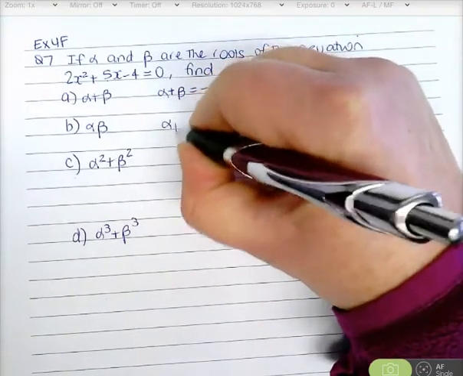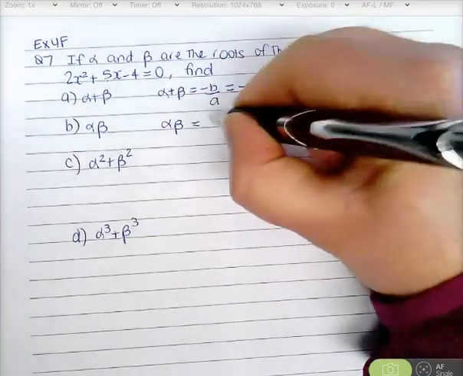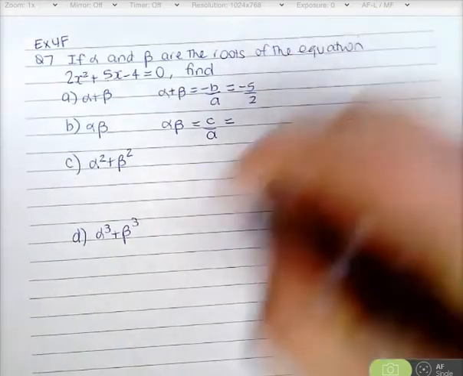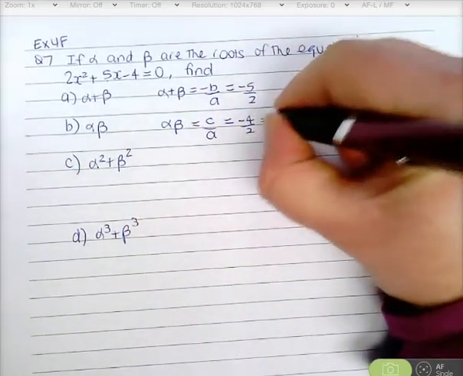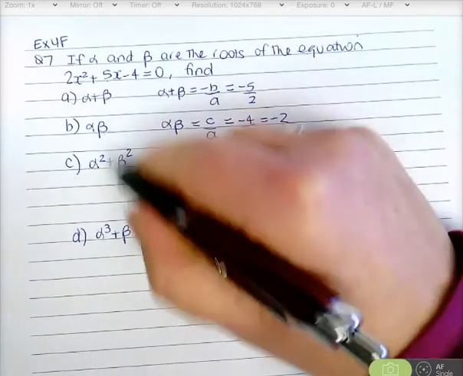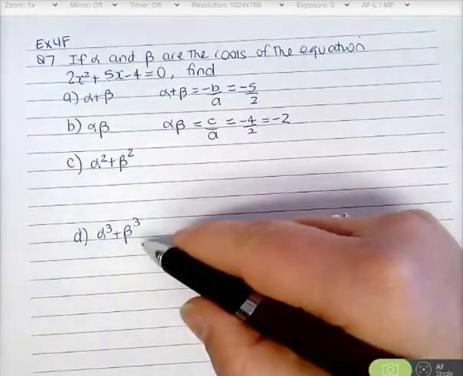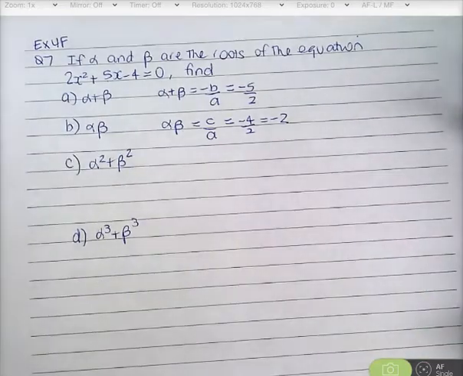Part B of the question is to find alpha times beta. Remember, alpha times beta is c on a, so it's negative 4 on 2, which is negative 2. Now, you've done questions like A, B, C. It's actually question D down here that's a little bit different.